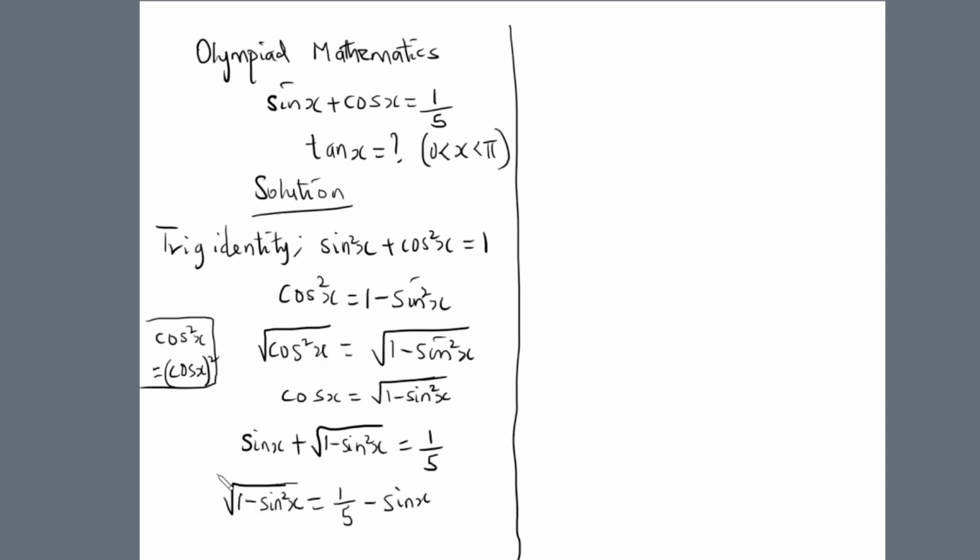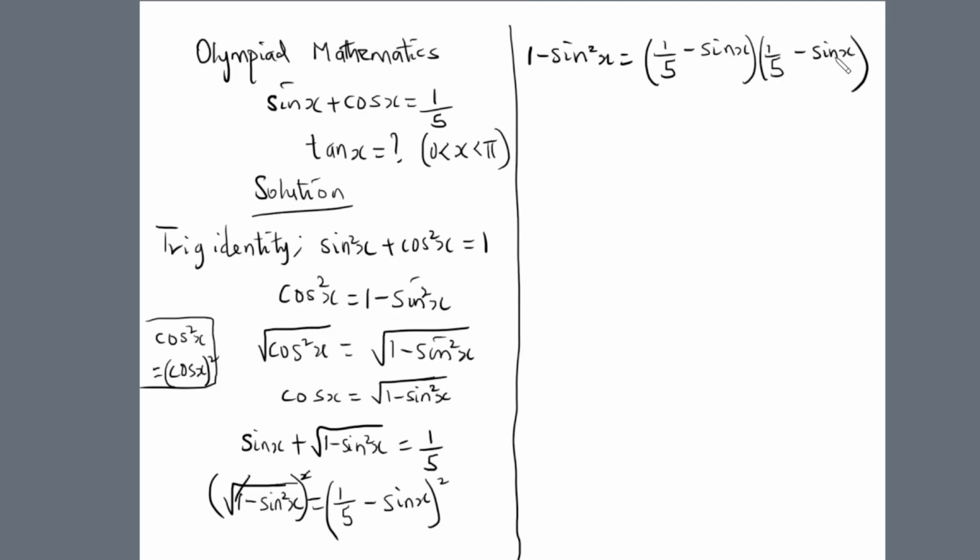To remove the square root, I'm going to take the square of both sides. This square is going to cancel out the square root, and I'll have 1 minus sine squared x equal to the square of this, which I'm just going to rewrite as 1 over 5 minus sine x times 1 over 5 minus sine x. So I'm going to expand the right hand side.